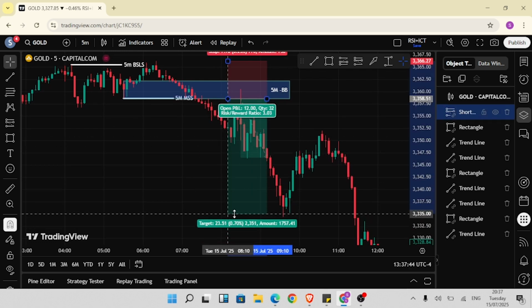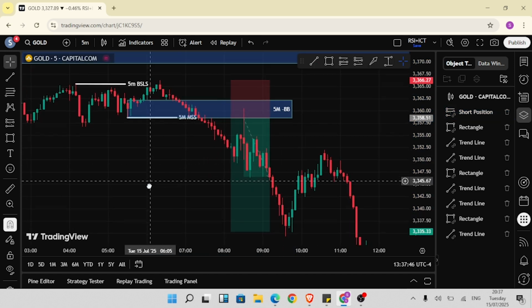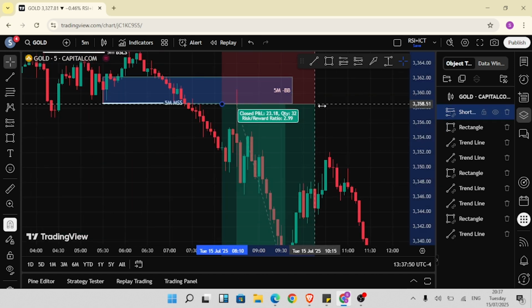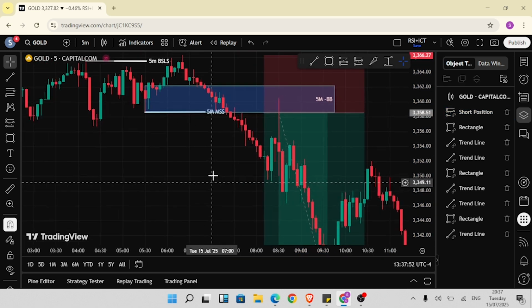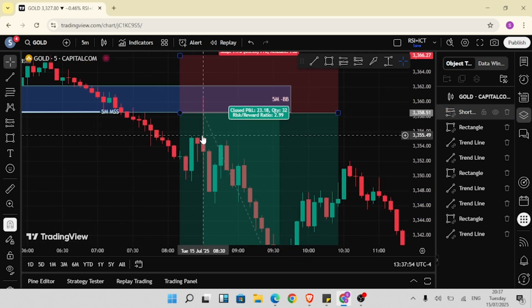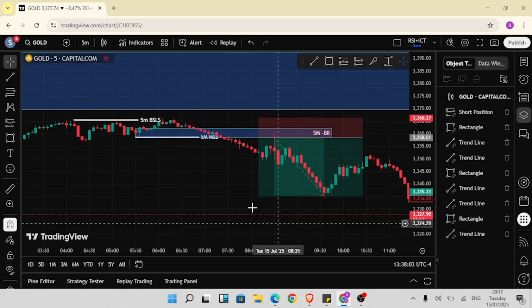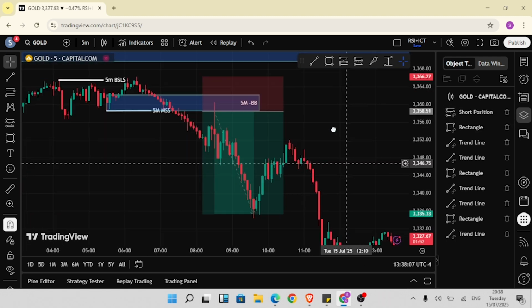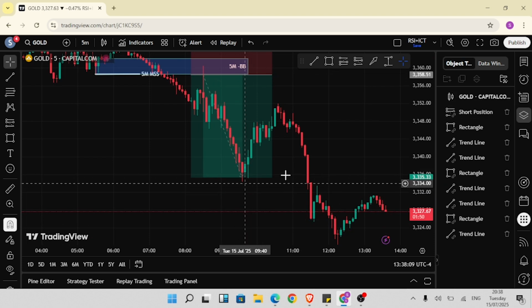You can see 3R. Okay, so you can see the CPI news candle wicked into a 5-minute breaker block and then activated our sell order and moved lower. Now this trade moved straight into our TP.